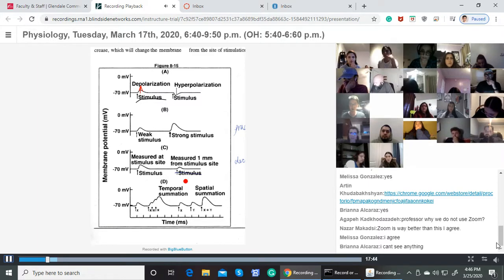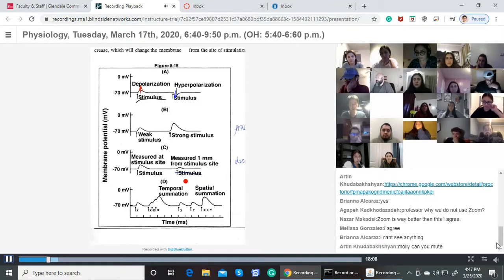Sometimes we will get hyperpolarization, meaning the downward deflection. We call that hyperpolarization, meaning that it is making the membrane potential more negative, or decreasing it even more. So you may ask, Professor, how come when you give the mild electric shock, sometimes you get depolarization and sometimes hyperpolarization? How come?